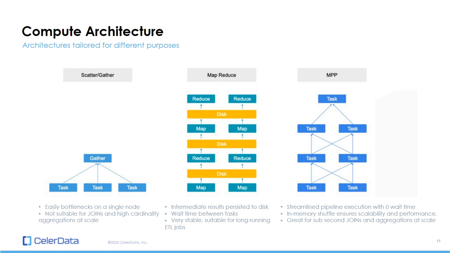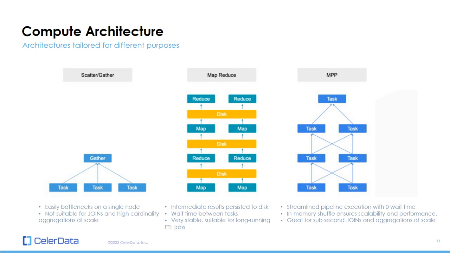And this kind of architecture is really good for those ETL jobs, right? Because everything is persisted to disk, the fault tolerance is good. So when a query fails, you can go back to the last checkpoint because everything is persistent, right? And so this kind of architecture is not really good for low latency, but it's very good for ETL jobs.